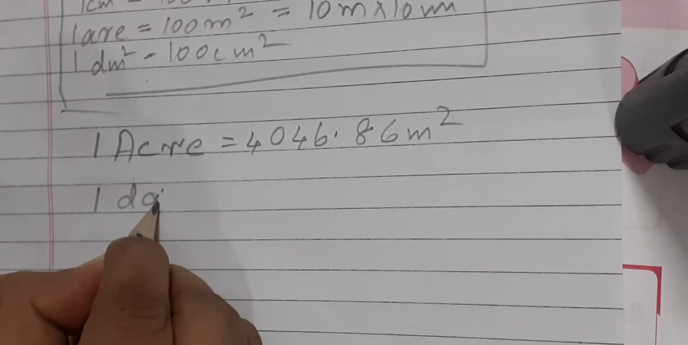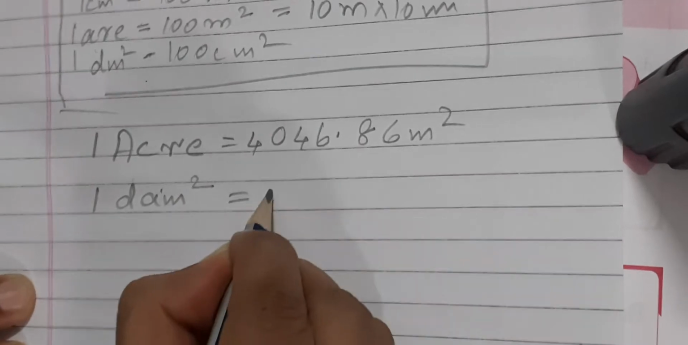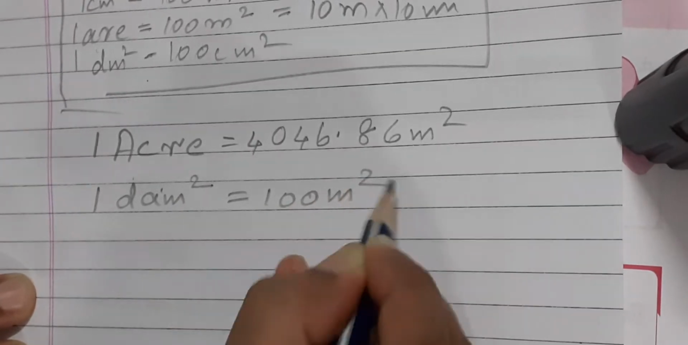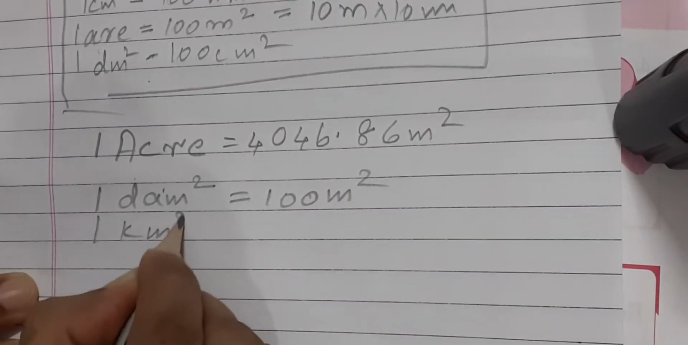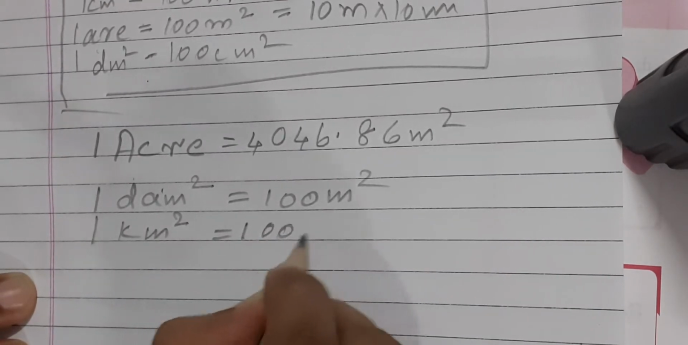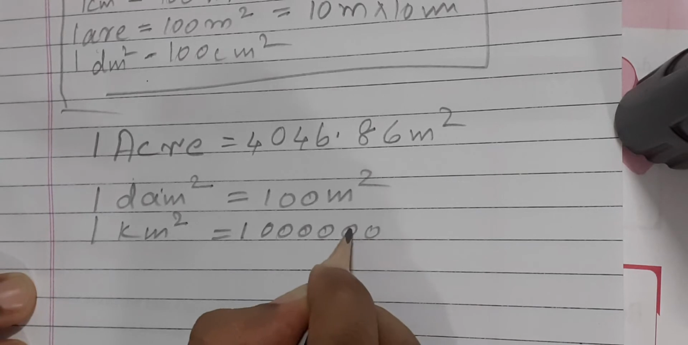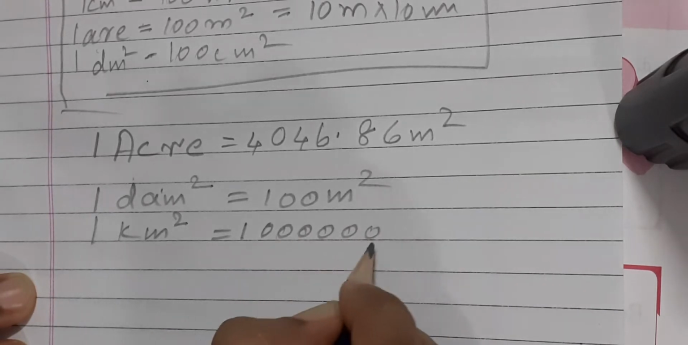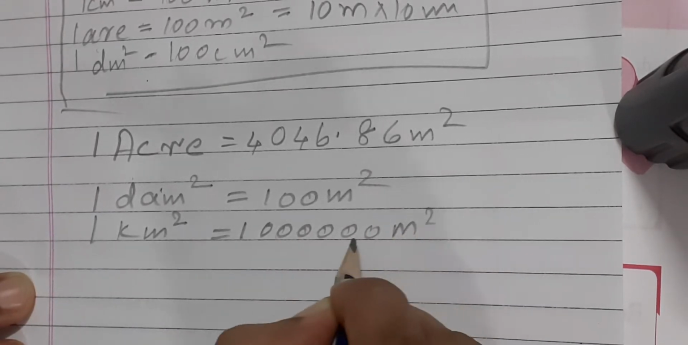1 decameter square is equal to 100 meter square. 1 kilometer square is equal to this much meter square.